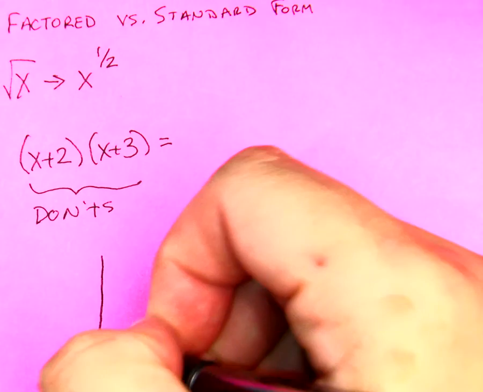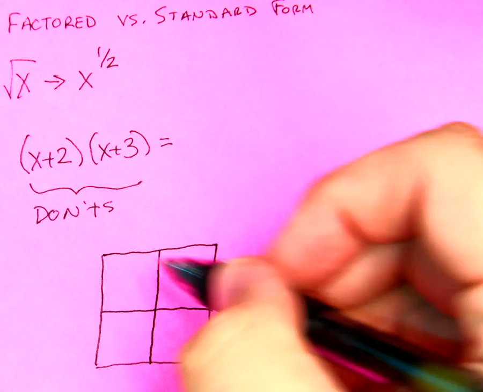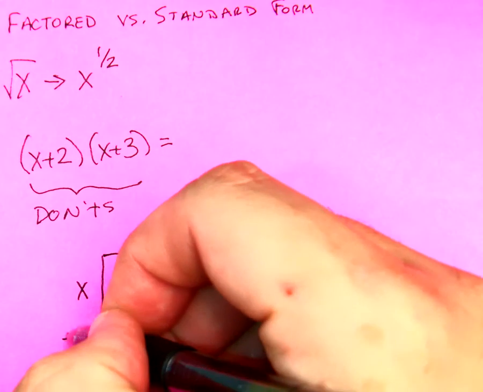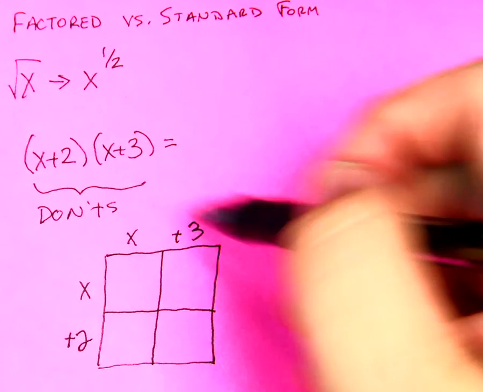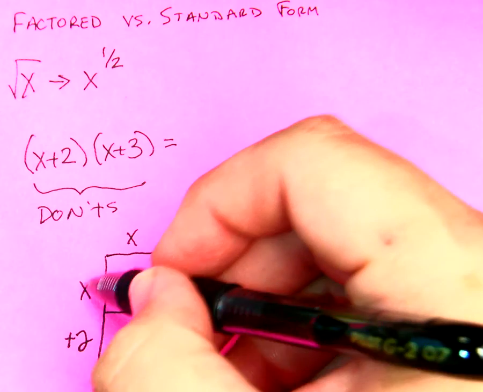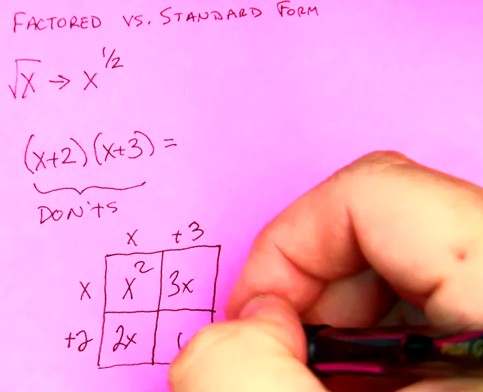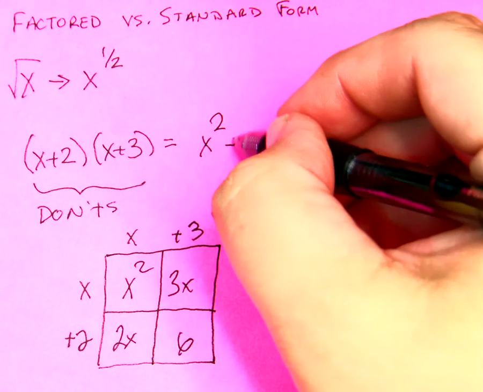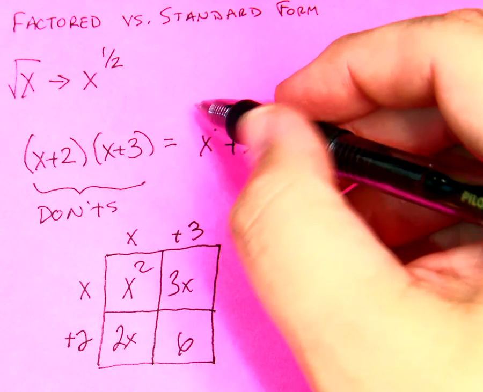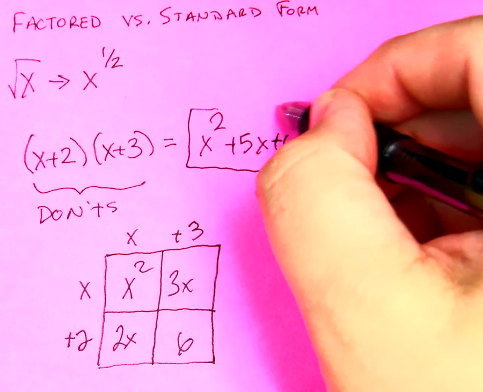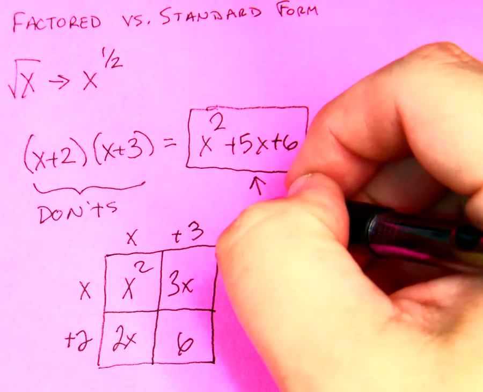I use a box method because I use this kind of both ways as far as multiplication and factoring. I put my factors in rows and columns, multiply to get into the boxes. X times x, x squared, 3x, 2x, and that's a 6. So I'll get x squared plus 5x plus 6. Now, this guy, when we're talking about derivatives, especially derivatives, this is easier to work with.